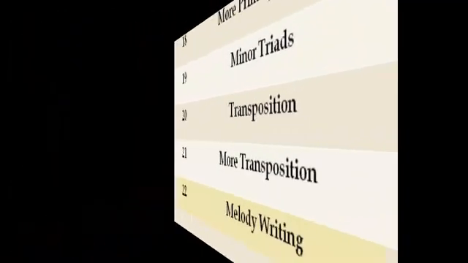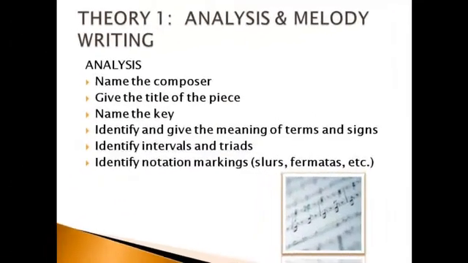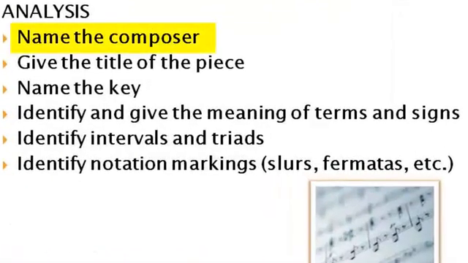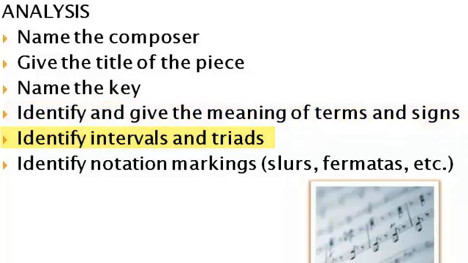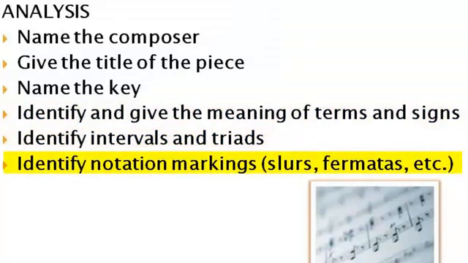Welcome to Module 22. We're going to work today on analysis and on melody writing. Analysis is simply taking a piece of music and analyzing it. The things that you'll be asked about the music are things like naming the composer. You may be asked to give the title of the piece, to name the key of the piece, identify and give the meaning of terms and signs, identifying intervals and triads, identify notation markings like slurs or fermatas, all of that kind of thing.